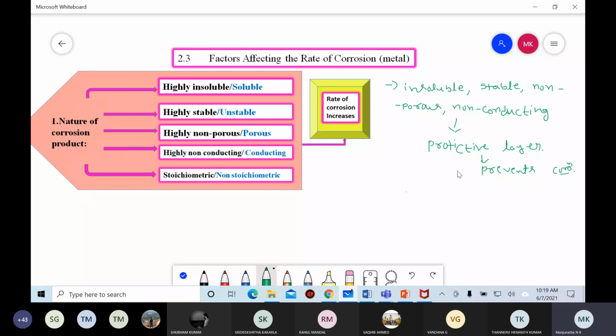For example, take an aluminium metal. Once aluminium undergoes corrosion, there is a formation of an aluminium oxide layer. This aluminium oxide layer is insoluble in nature, stable in nature, non-porous, and non-conductive in nature. Therefore, it acts as a protective film.